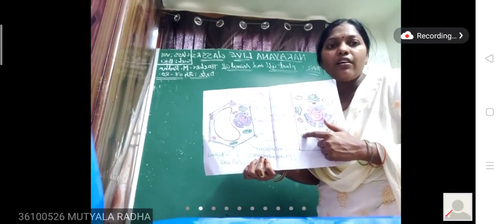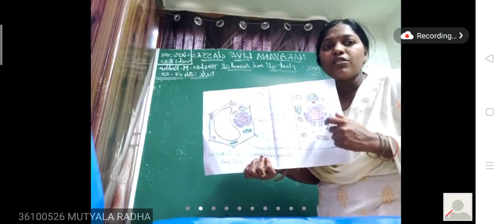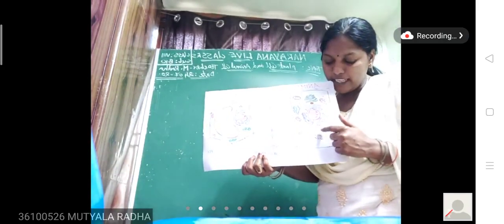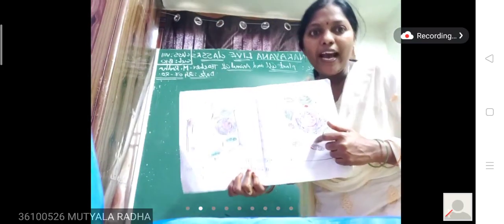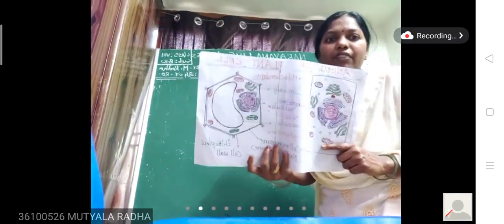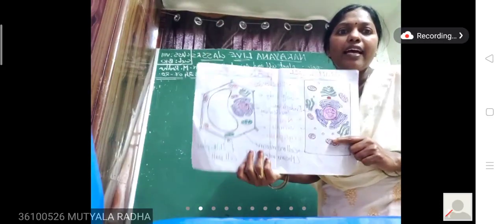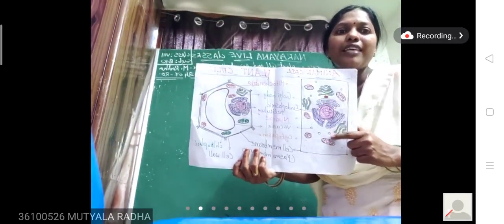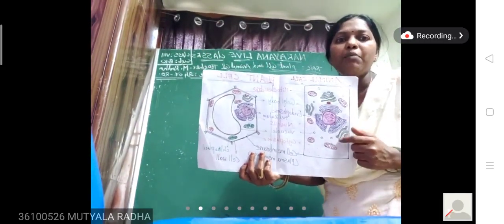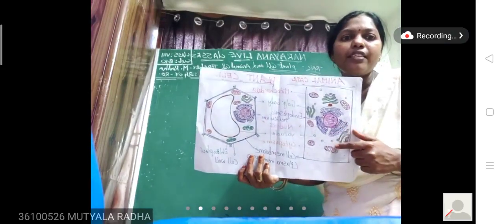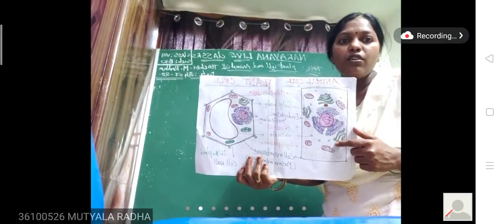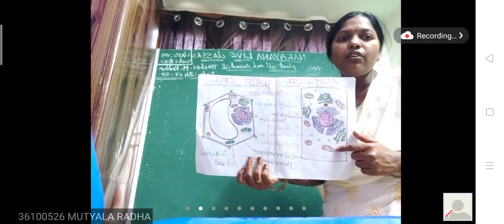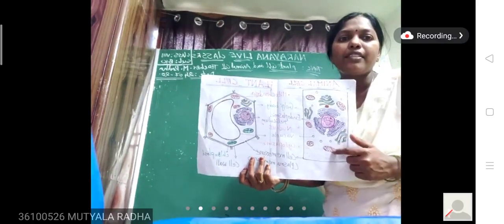If they are present, they are smaller in size. See that vacuoles are smaller in size if they are present in the animal cell. Vacuoles are present with smaller size and few numbers in the animal cell.